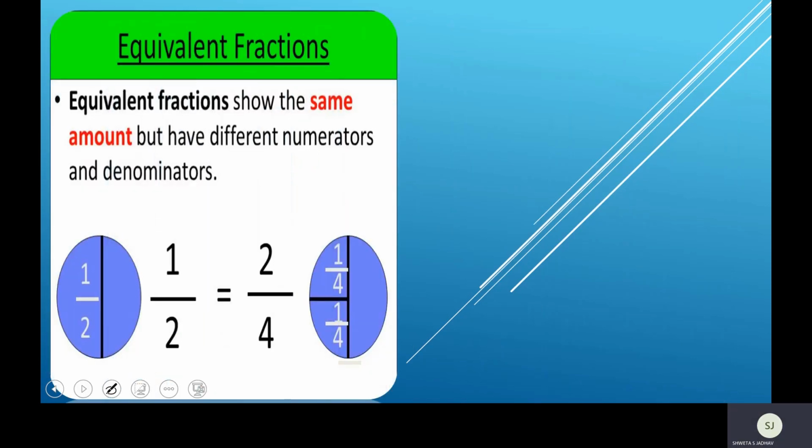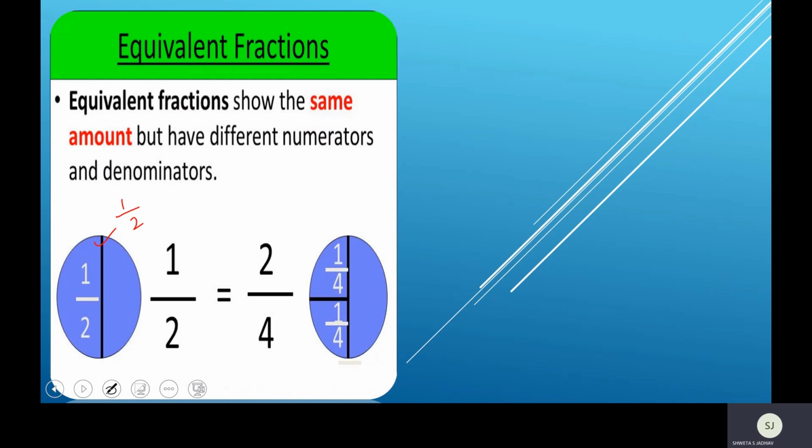Now next we are going to discuss equivalent fraction. What is meant by equivalent fraction? Equivalent fractions show the same amount, but they have different numerator and denominator. Example, as I told you before, in a circle, if we divide the circle into 2, or an oval shape, whichever shape we have, we represent that as 1 by 2, where it is showing that out of 2 parts, 1 is taken, or shaded.